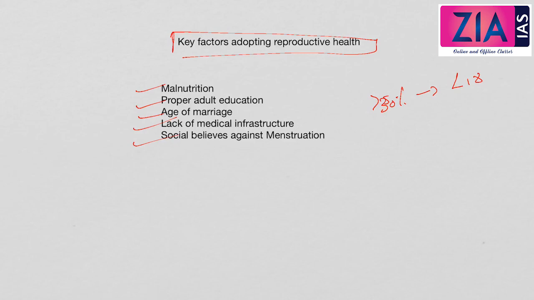Lack of medical infrastructure, I told you. Even in some medical emergencies, some people have to commute long distances to get better medical services. This will make problems for reproductive health. And the last one is social beliefs against menstruation. Across the country, there are different beliefs with respect to menstruation. The concept of impurity, pollution, all the stereotyping is there with regard to menstruation. So this has to be avoided to have a healthy reproductive system across the country.